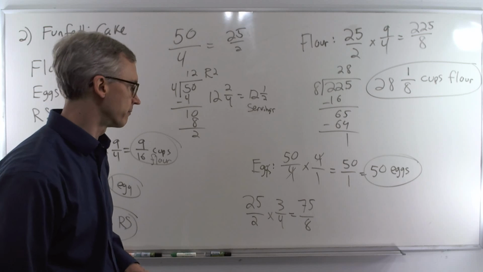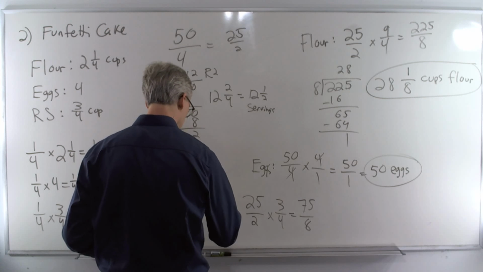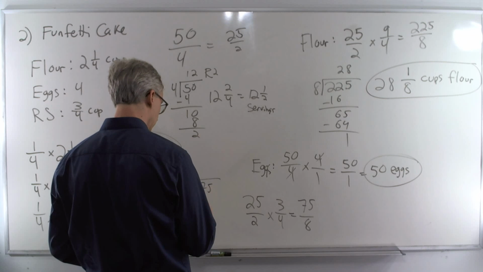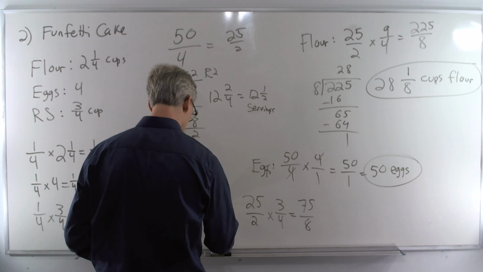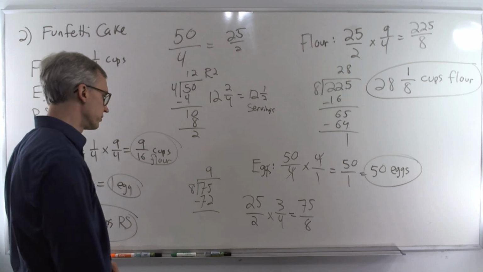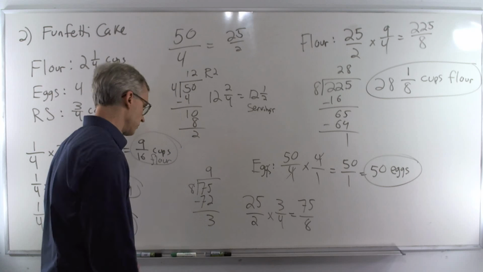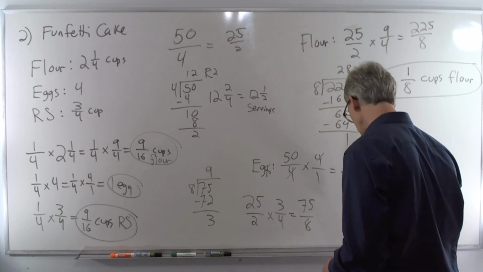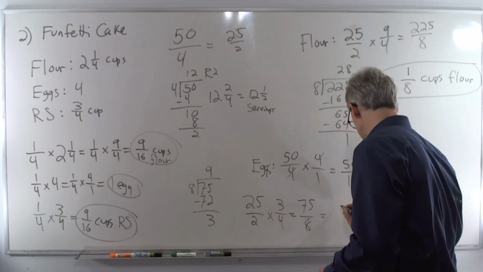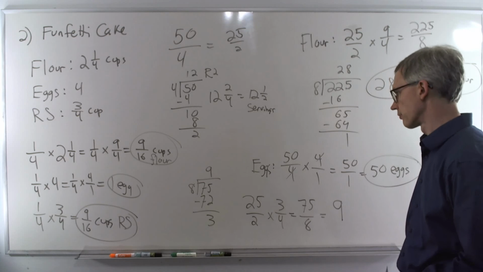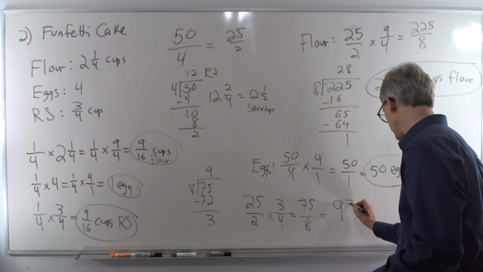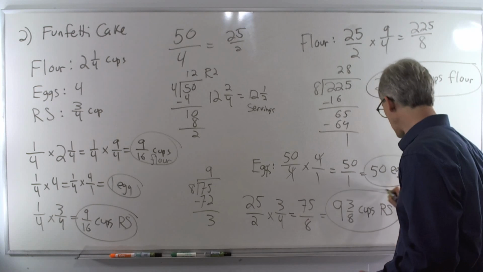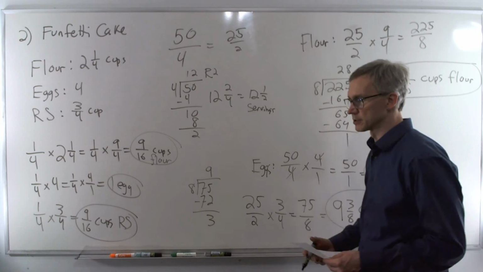And now let's convert that to a mixed number. So do 75 divided by 8. 8's going to go into 75 9 times. 9 times 9 is 72. Alright, so 9 is the whole number. The remainder is 3, and the denominator is 8. So we've got 9 and 3/8 cups rainbow sprinkles.